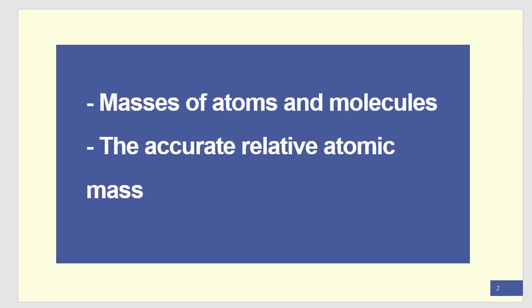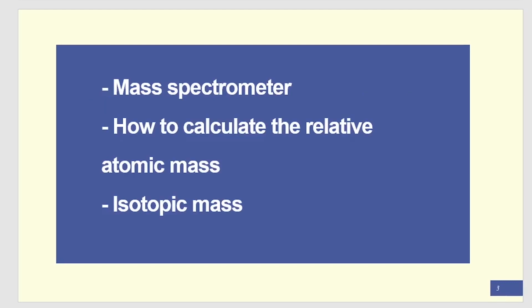During this course, you will learn about the accurate relative atomic mass of an element, and how it is determined by averaging the masses of its isotopes, which are atoms of the same element that have different numbers of neutrons. You will learn how to use mass spectrometers to measure the isotopic masses of atoms and how to calculate the relative atomic masses of an element.